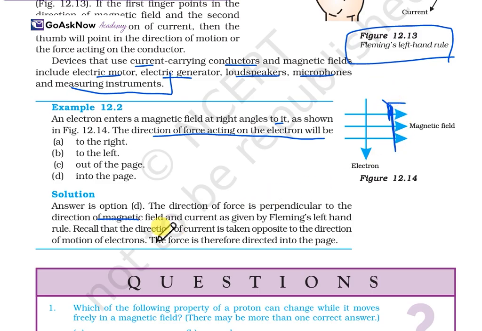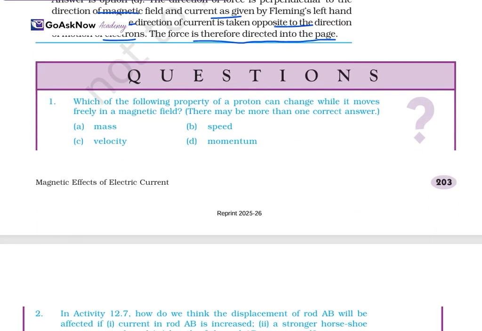As given by Fleming's left hand rule, recall that the direction of the current is taken opposite to the direction of motion of the electron, and the force is therefore directed into the page. So it will be into the page. So we can say here that option D is the correct one.